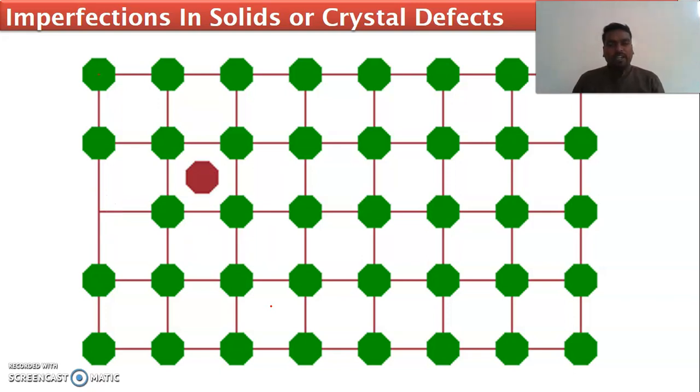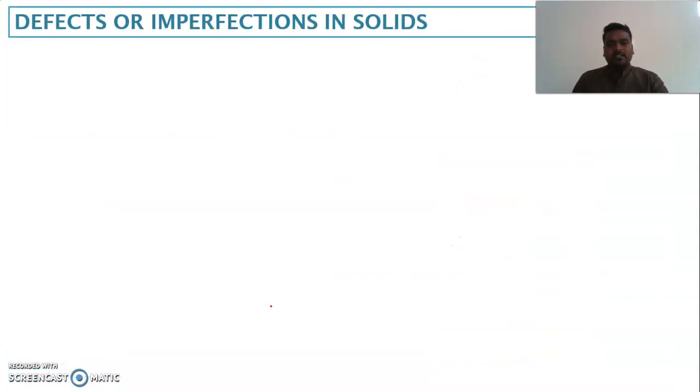It is going to occupy the free space which is present in the crystal lattice. The position is changing and it is randomly moving within the crystal lattice. So these are called imperfection. So why are we using imperfection or defects?